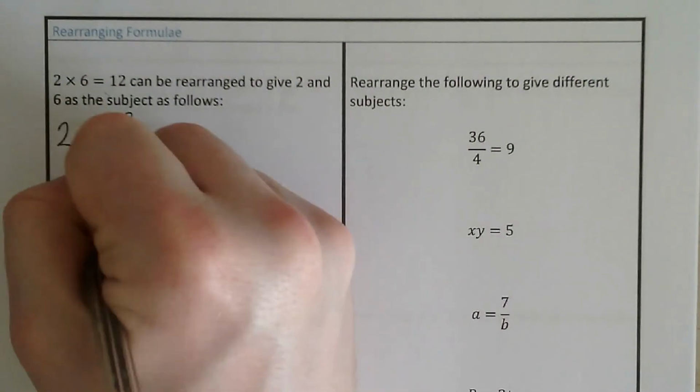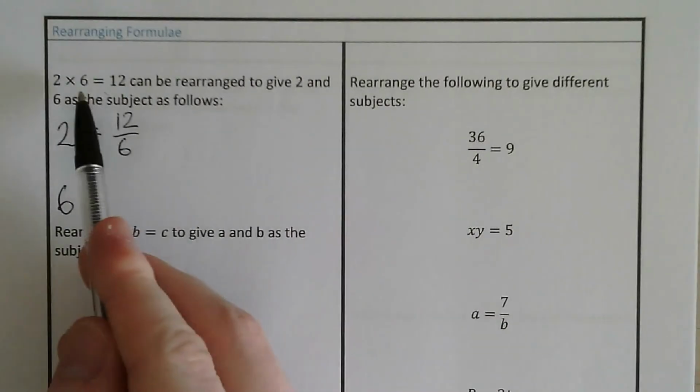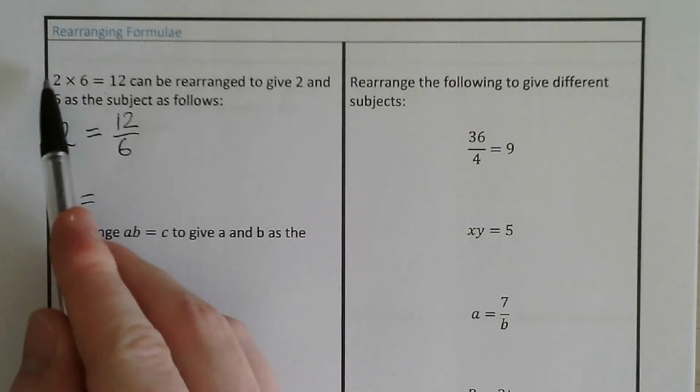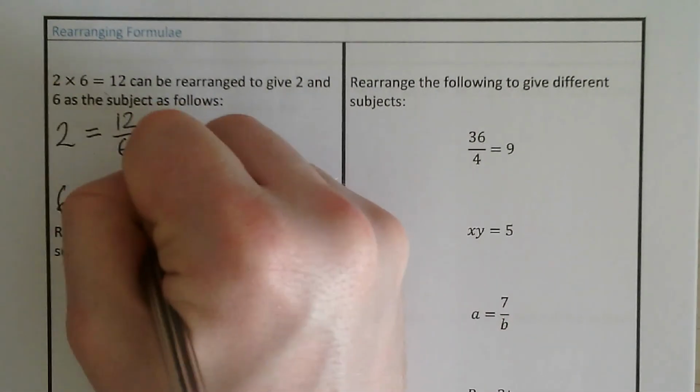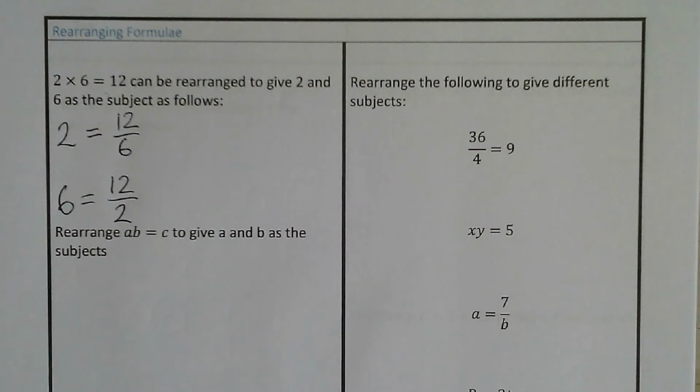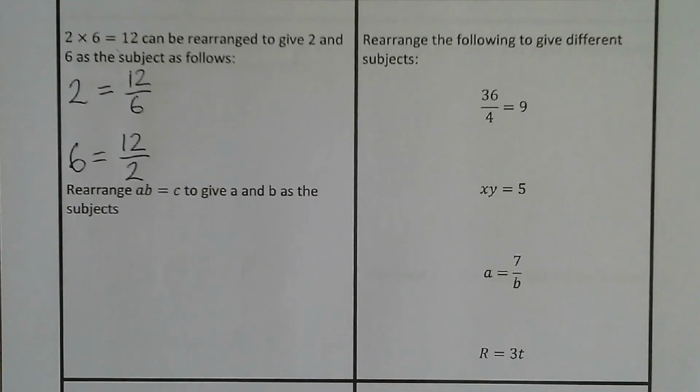To make 6 the subject, I would need to isolate 6, which means get rid of the times by 2, which would result in dividing both sides by 2. We can also do the same with algebra.